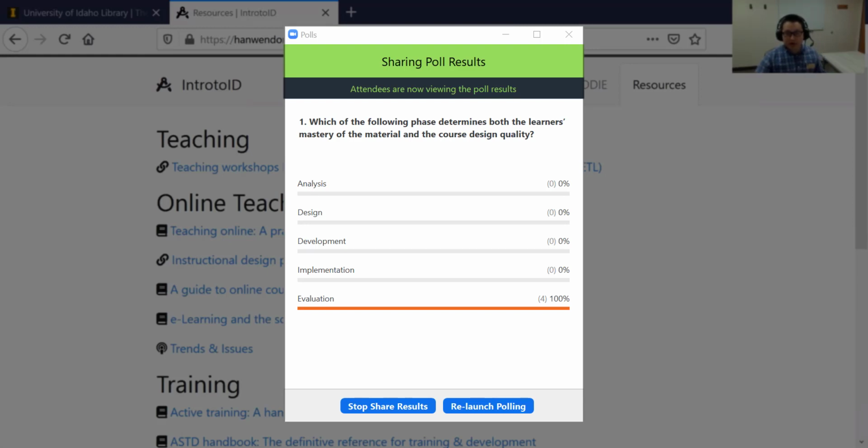Okay, so the correct answer is evaluation. So there are two forms. One is formative, which is something we do during the whole design and development phase to improve the overall design quality, as well as summative evaluation, which is to make sure that the learners are learning what was required from them.